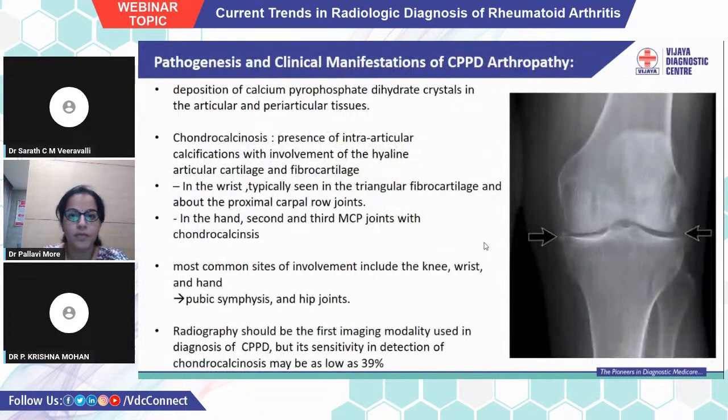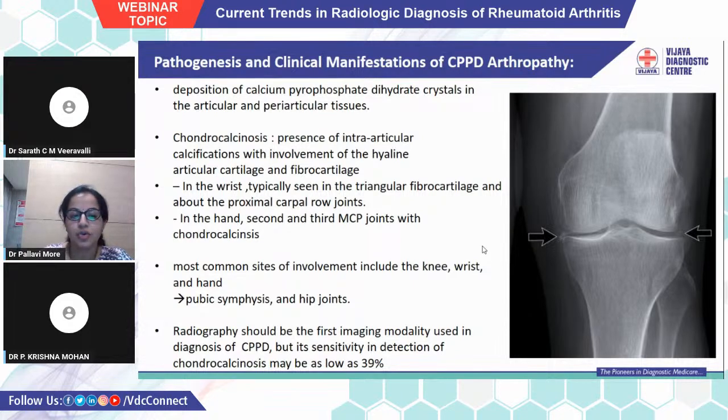the disease. CPPD arthropathy is caused by deposition of calcium pyrophosphate dihydrate crystals in articular and periarticular tissues. Chondrocalcinosis is the presence of intra-articular calcification with involvement of the hyaline articular cartilage and fibrocartilage. The most common sites of involvement are the knee, wrist, and hand. In the wrist, it typically involves the triangular fibrocartilage and about the proximal carpal row joints. In the hand, chondrocalcinosis of the second and third metacarpophalangeal joints is common.